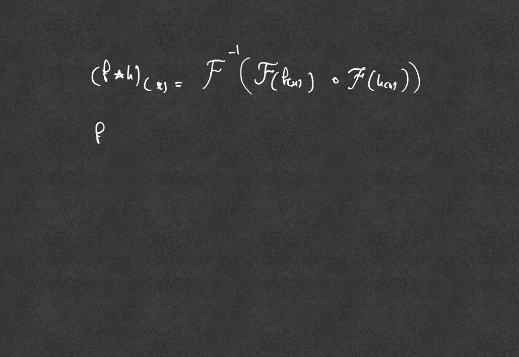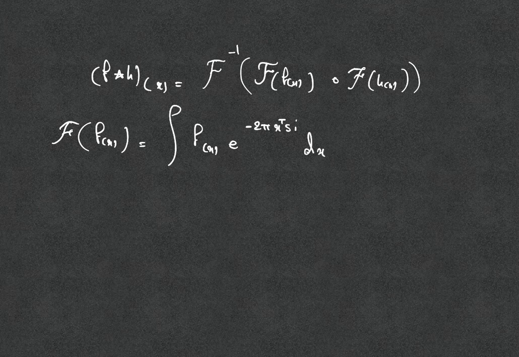Now having f of x, the Fourier transform of it would be computed like this. You have the f, you multiply it with this value, and then you integrate it over this value. And this gives you that.